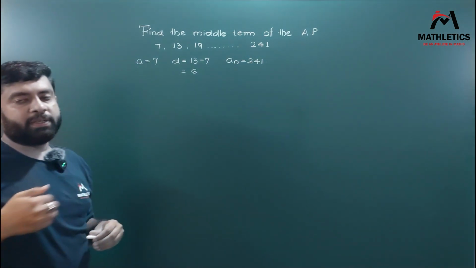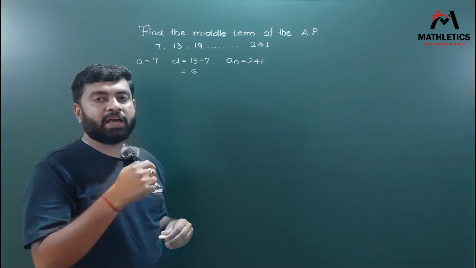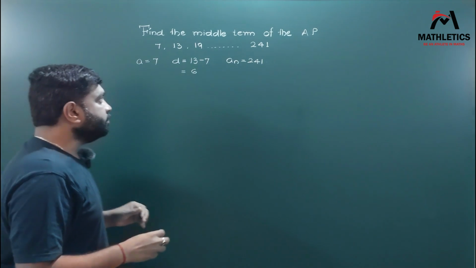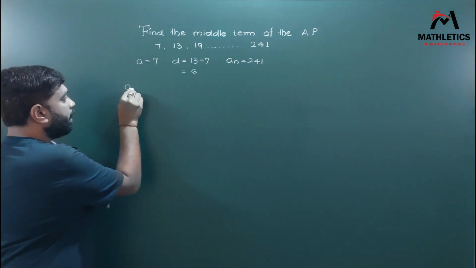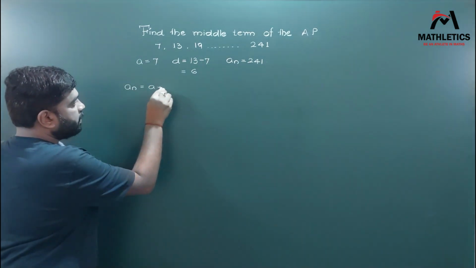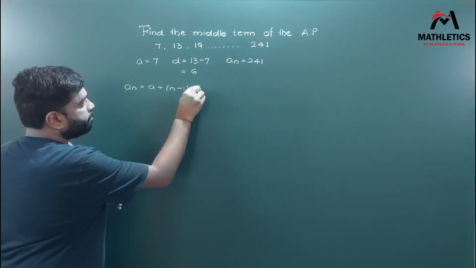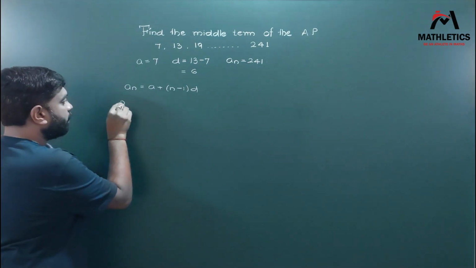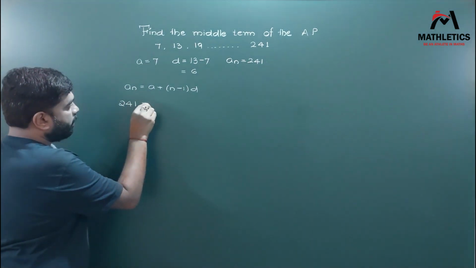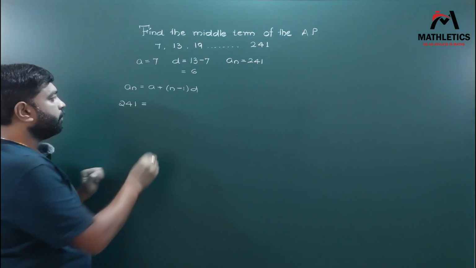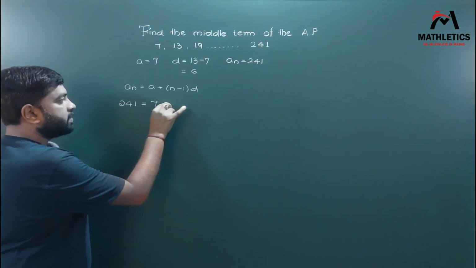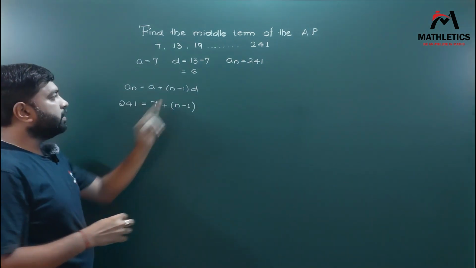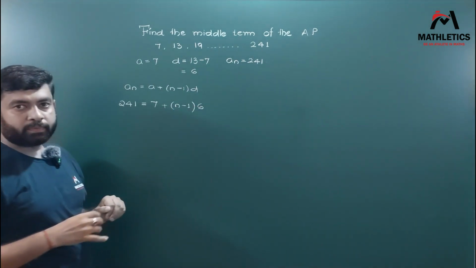As we have understood in the previous problem, to calculate the middle term, first I want to calculate the total number of terms which are present in that particular AP. Now, we'll use the formula AN is equal to A plus N minus 1 into D. So, AN value is 241. 241 is equal to the value of A, which is 7, plus N minus 1 into the value of D. The value of D is 6.